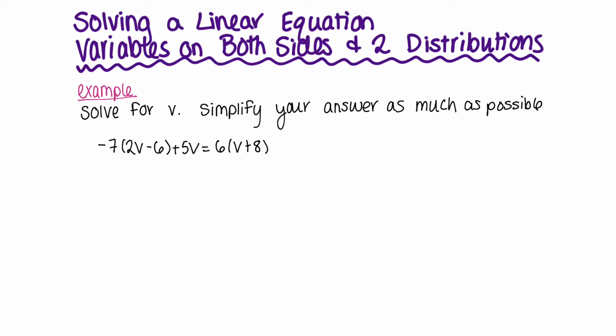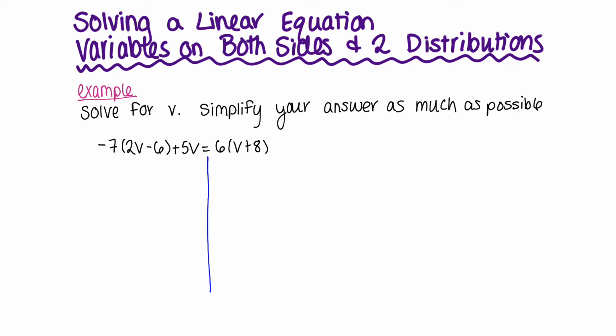Solving a linear equation, variables on both sides and two distributions. All right, so just more solving linear equations here. The key with these problems is going to be distributing first, combining your like terms, and then solving for your variable. I'm going to go ahead and draw my wall.